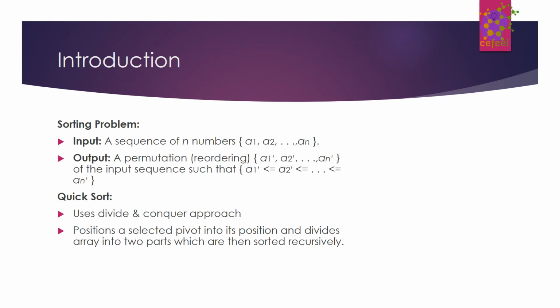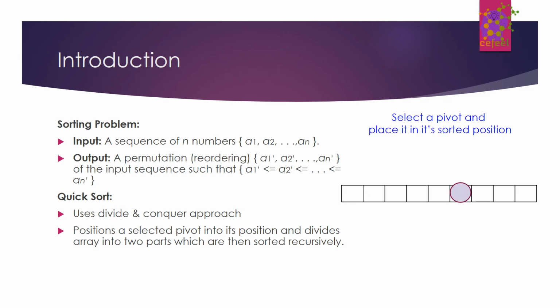So how does quicksort work? When we are given an array, the first step is to select a pivot, which means randomly select an element and make sure that element is in its original position. Let's say we select this element as our pivot, and we have to make sure that element is in its position.